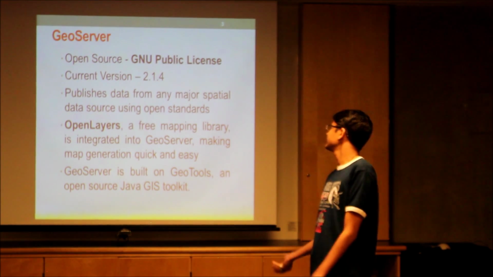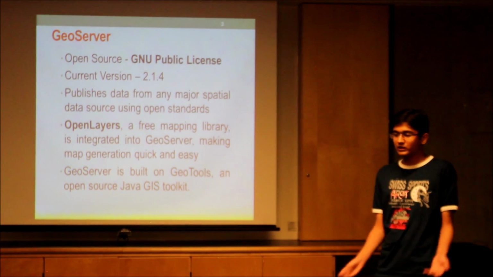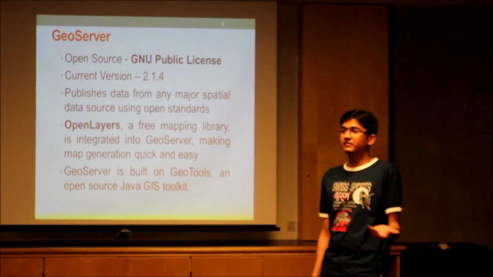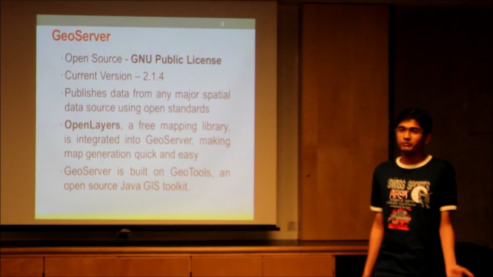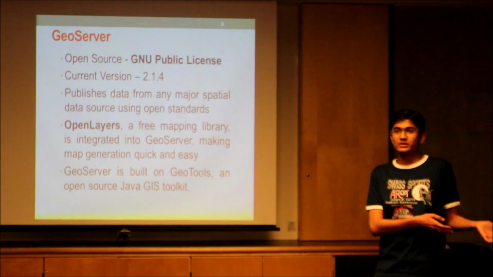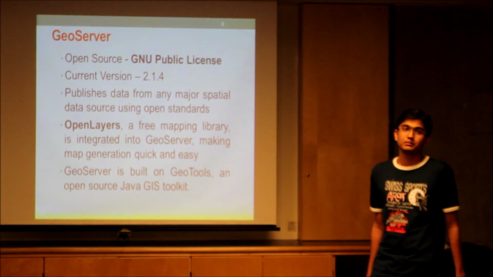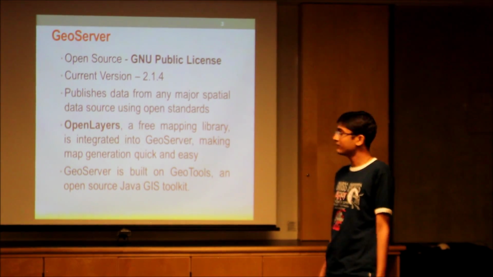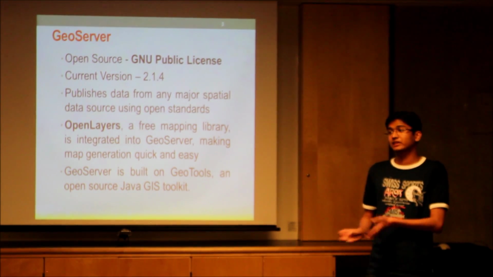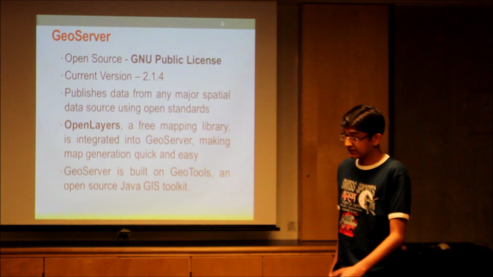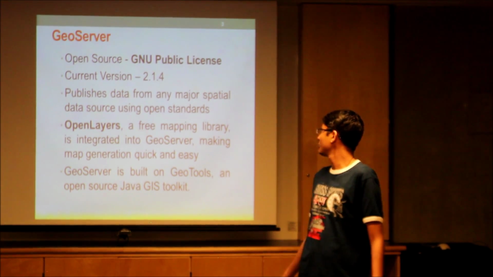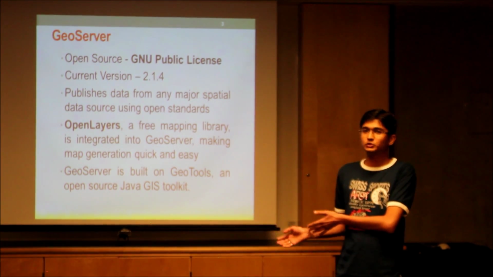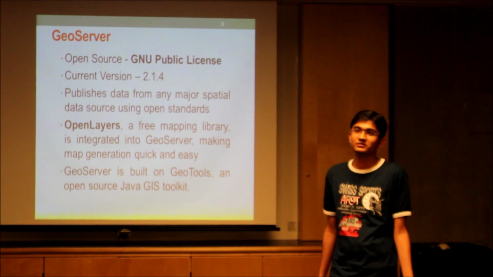The next thing is it publishes data from almost all the major spatial data sources using open standards. Talking about data sources, we have SQL Server, we have Postgres, we have shapefiles, we have WS services from other GeoServers or other publishing servers. Next, GeoServer fits very well with OpenLayers. OpenLayers is a free mapping library that I will talk about in the next presentation. The last thing is that GeoServer is built on GeoTools, an open source Java GIS toolkit. Using Java has some performance issues with GeoServer when compared to MapServer.